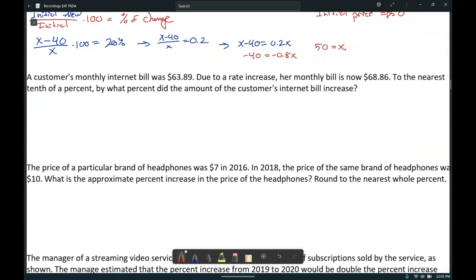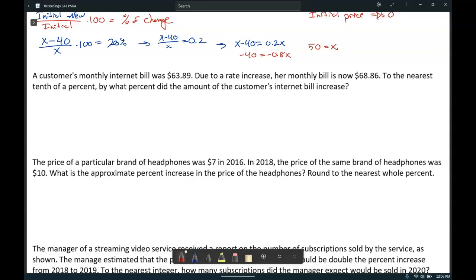A customer's monthly internet bill was $63.89 due to a rate increase. Her monthly bill is now $68.86. To the nearest tenth of a percent, by what percent did the amount of the customer's internet bill increase? So we're just trying to find the percent of the increase, just like we did with our first example. So let's run through that. We start with the difference divided by the initial.